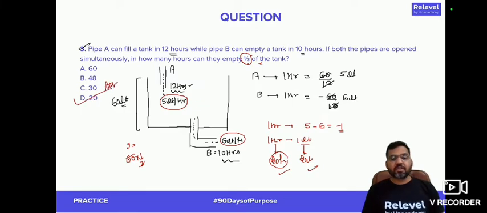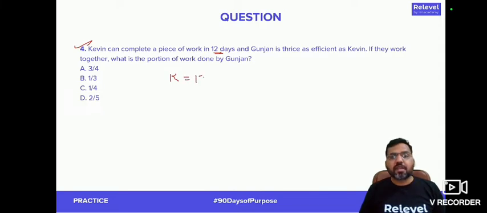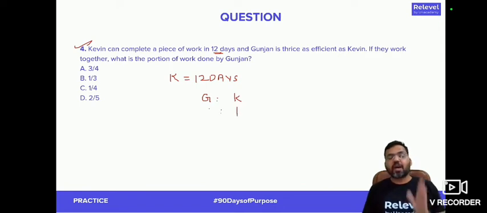Now here's question number 4. Kevin can complete a piece of work in 12 days, and Gunjan is thrice as efficient as Kevin. If they work together, what is the portion of the work done by Gunjan? What does it mean? Thrice as efficient as Kevin means if Kevin's efficiency is 1, then Gunjan's efficiency would be 3, right?